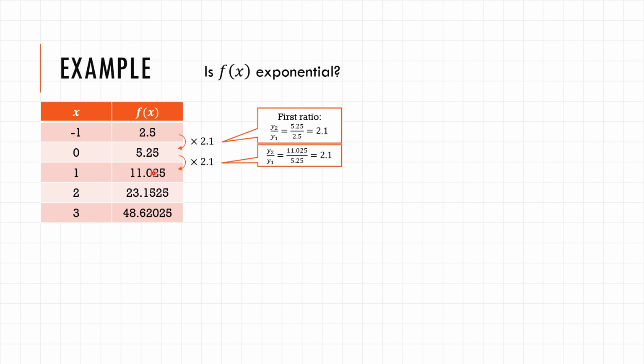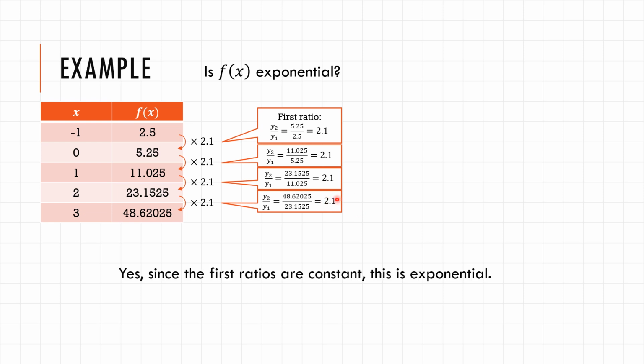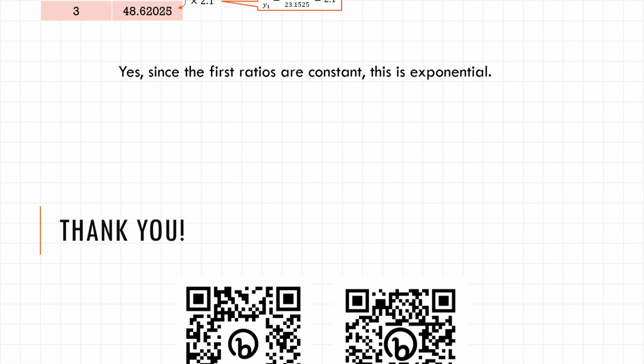If I divide 11.025 by this number, 5.25, I get 2.1. If I divide these two, I also get 2.1. If I divide these two, I could take this number and multiply it by this to see if I get this number. That would work too. But I can also just divide them to make sure that the ratio is still 2.1. So because the first ratios are constant, this represents an exponential relation.